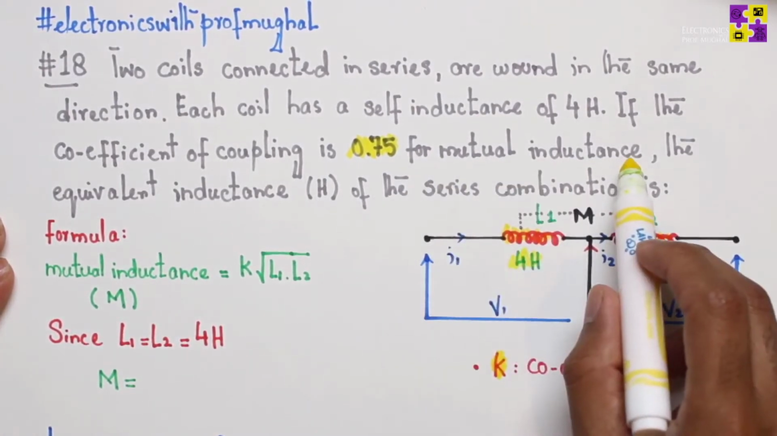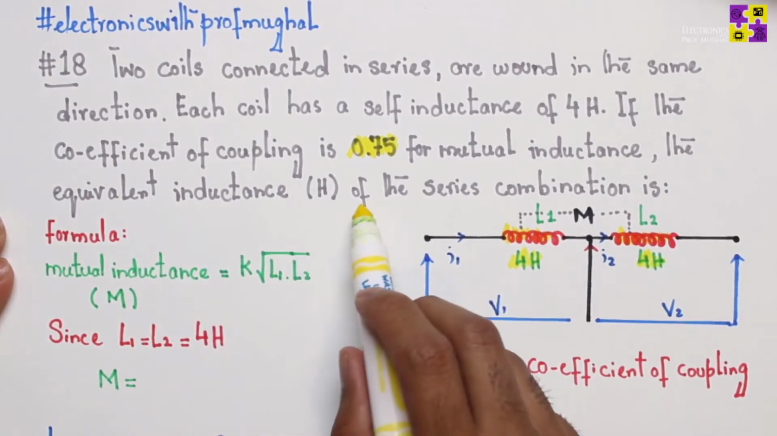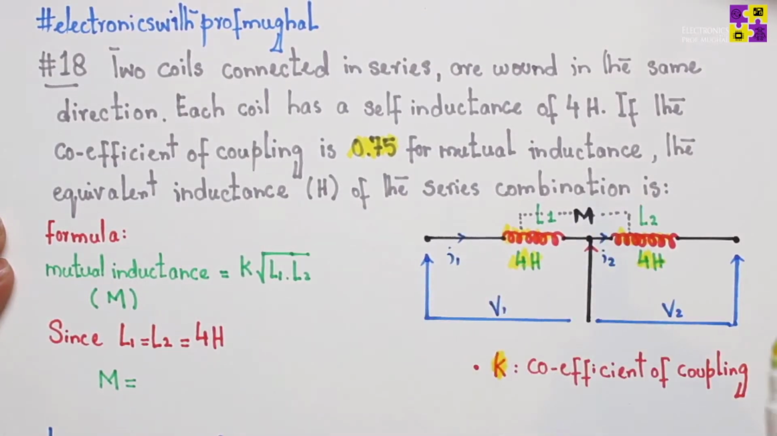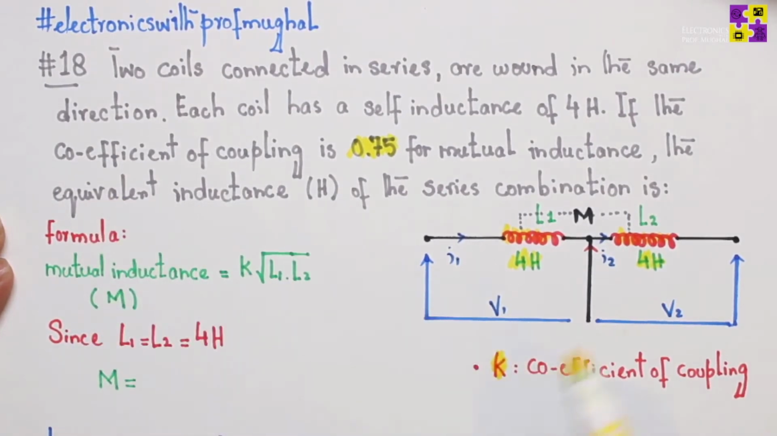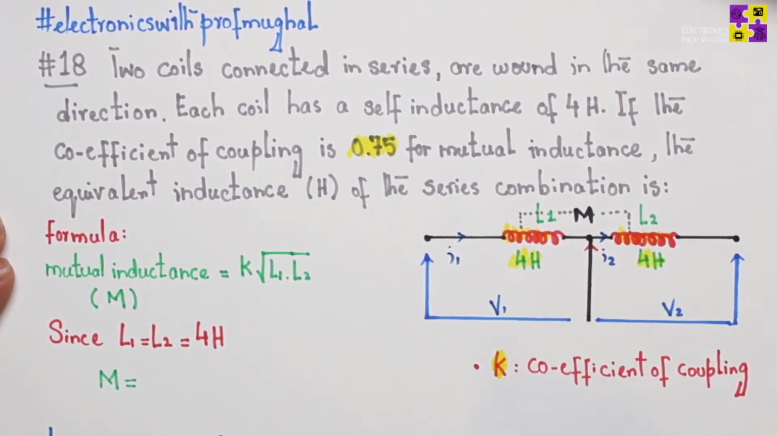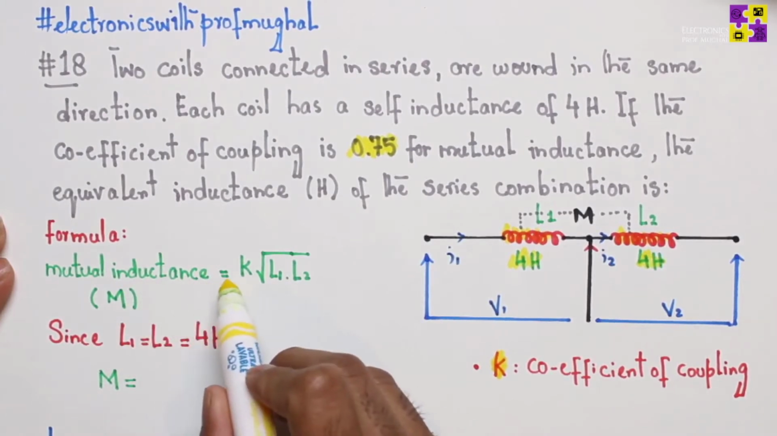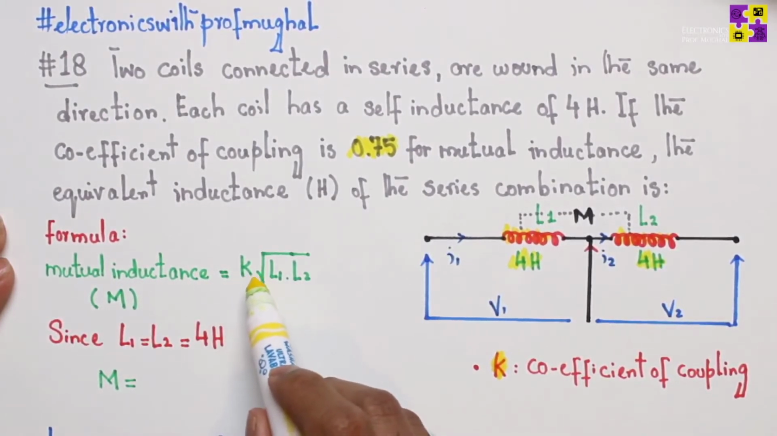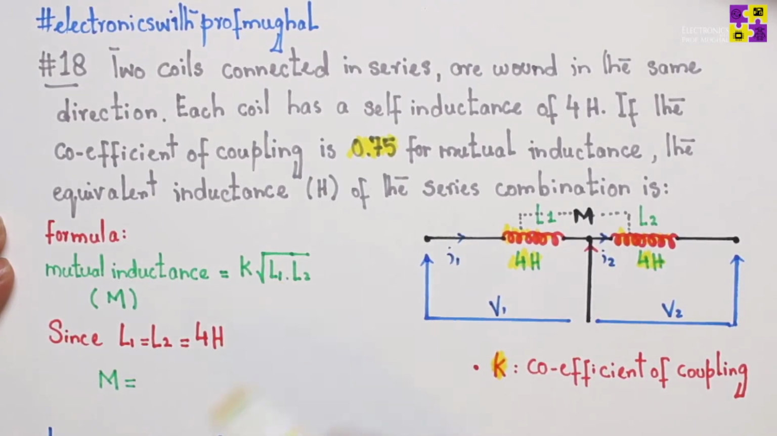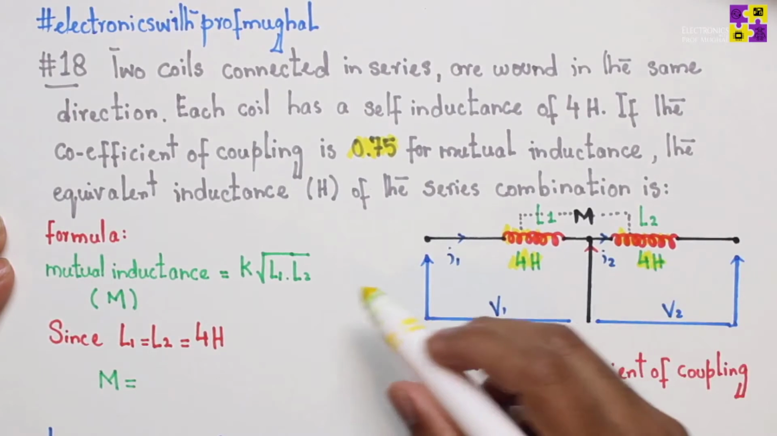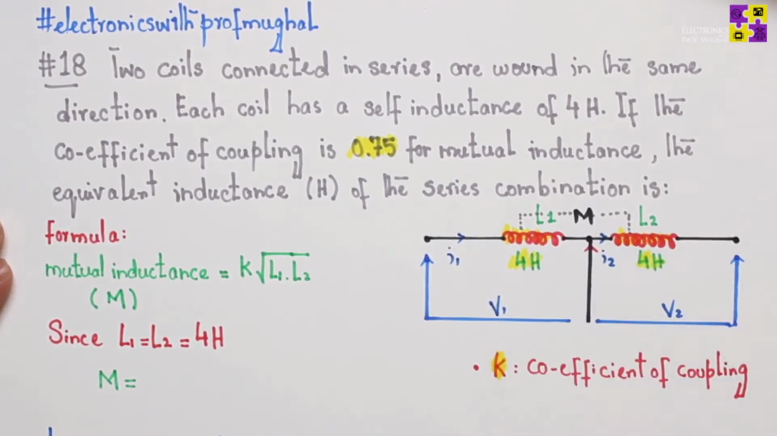for mutual inductance, we have to find the equivalent inductance of this series combination. So the very first thing we need to do is find the mutual inductance. The formula to calculate the mutual inductance equals the coupling coefficient times the square root of L1 times L2. There are two inductors, L1 and L2. And notice here the two values are the same, right?